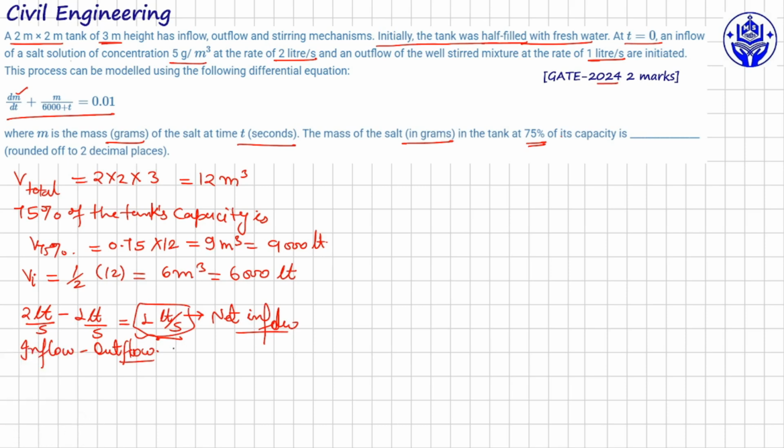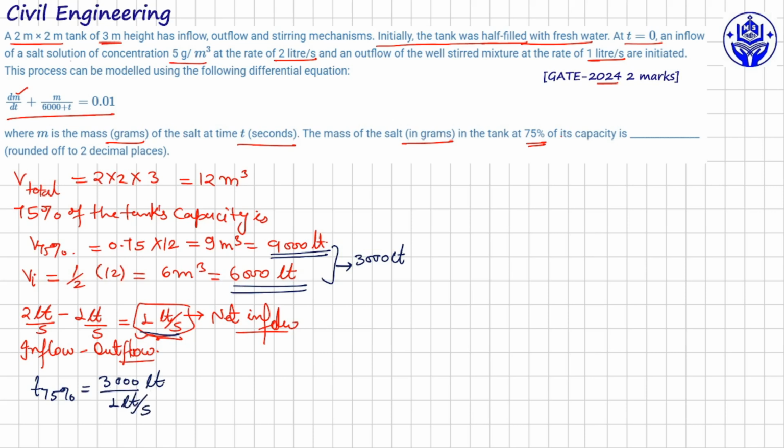Now what can I do here? The additional volume required to reach 9,000 liter from 6,000 liter: if I subtract, there is a 3,000 liter difference. So 3,000 liter is required as additional volume. Given the net flow rate is 1, the time required to reach 75% filled is 3,000 divided by 1, where the rate is 1 liter per second.